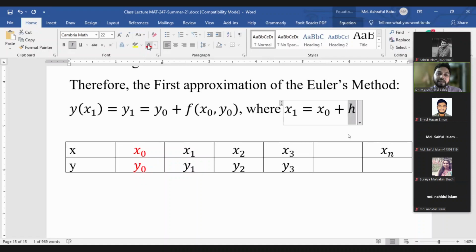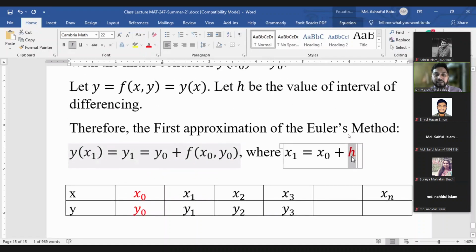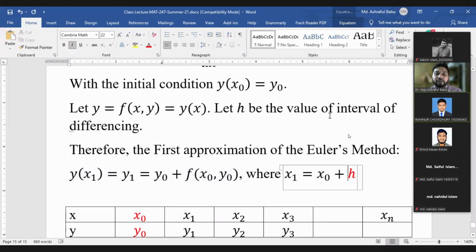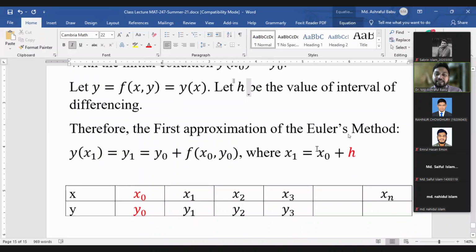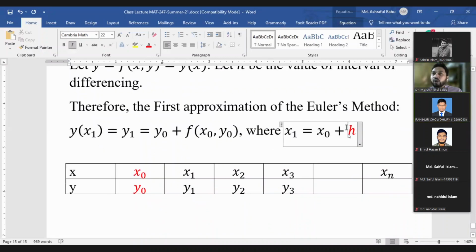So what is the solution for this h? In most cases, the value of h will be given to you, the step or interval of differencing, whatever we say. If it is not given, then you can consider the value of h as a very small part, like 0.1, or we can consider h equal to 0.2. You understand the point? Yes, sir.